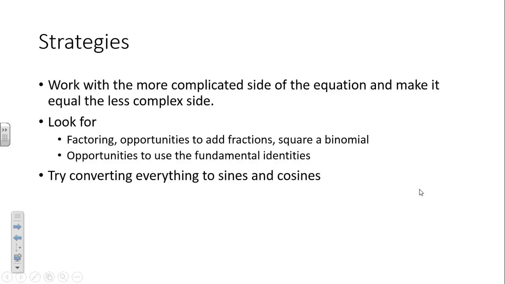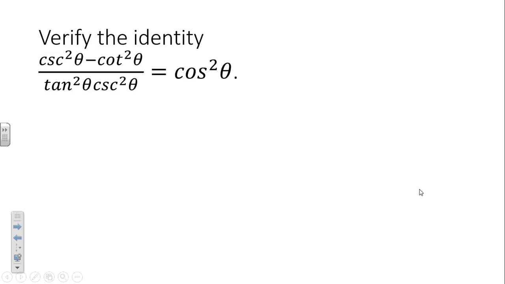Difference of squares. All right, so the first example is to verify that the cosecant squared of theta minus the cotangent squared of theta, over tangent squared theta cosecant squared theta, is equal to cosine squared theta. It's not a bad idea somewhere on your sheet to write down your Pythagorean identities.